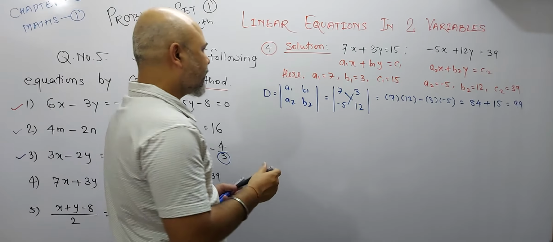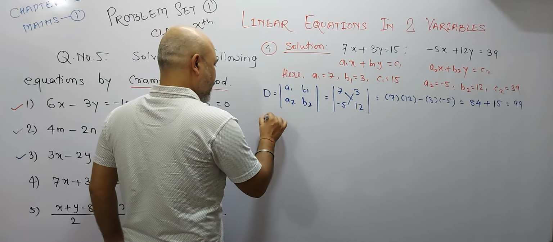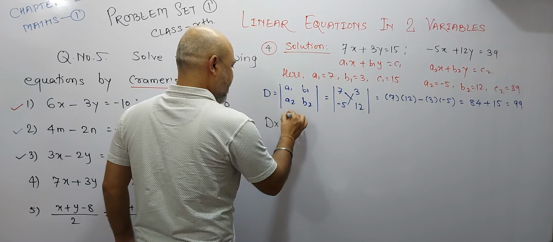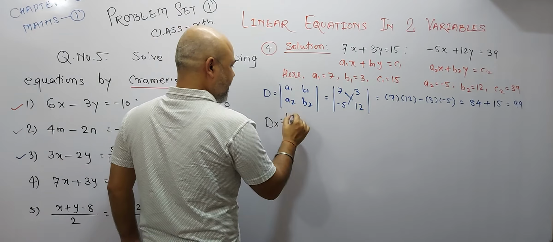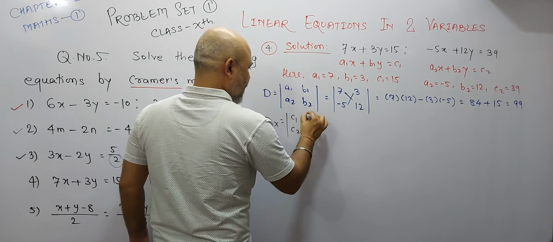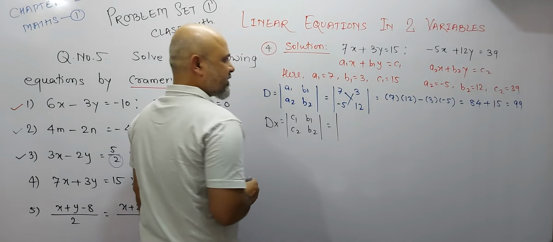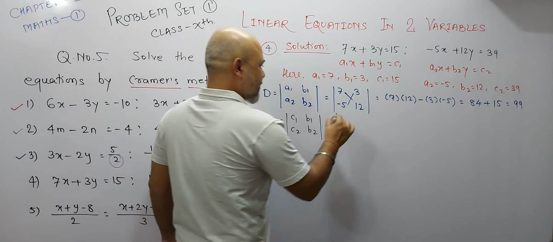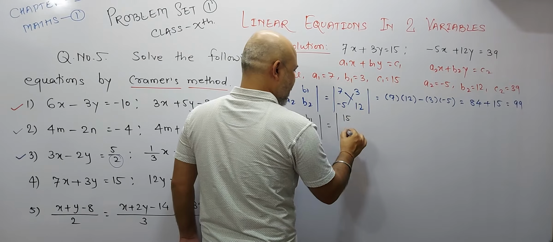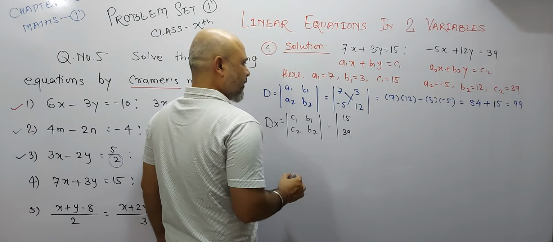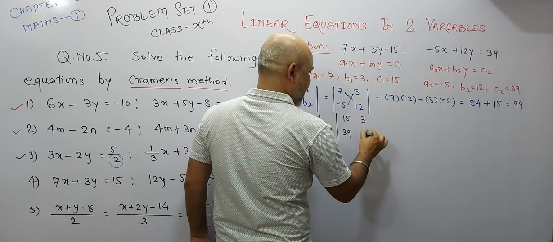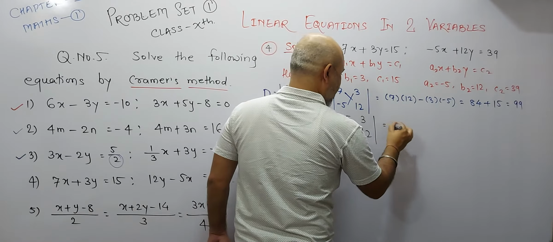Now we find the value of dx. So when you calculate the value of dx, in this case a1, a2 is replaced by c1, c2. b1 and b2 will be as it is, and this is equal to, what is c1 and c2? c1 is 15 and c2 is 39. b1, b2 will be as it is, 3 and 12. And now we will solve.